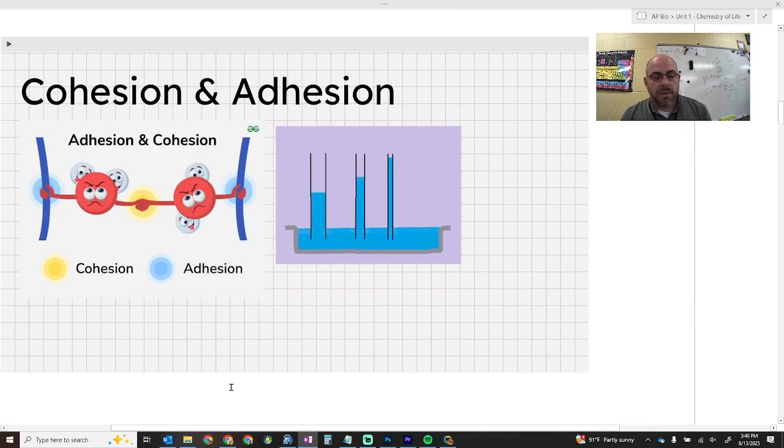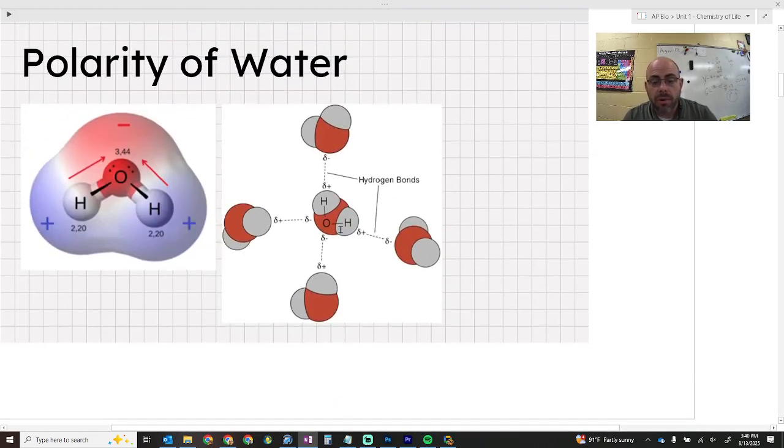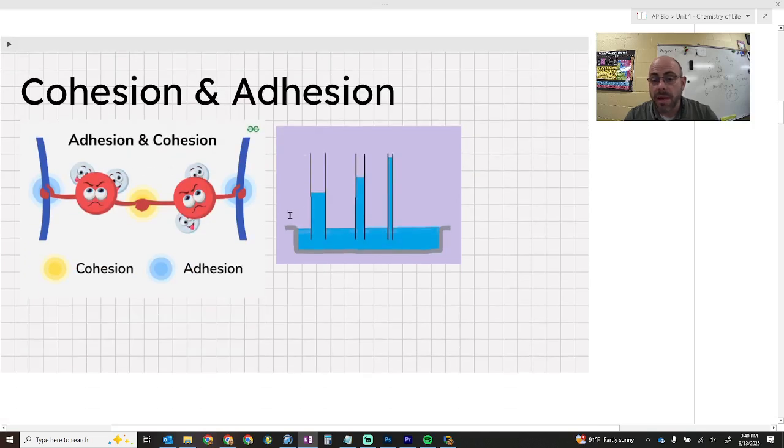First of those properties are called cohesion and adhesion. Cohesion is the concept of water wanting to stick to itself, which we saw here, right? Water likes to stick to itself. Why? It's because of those hydrogen bonds. Water is very attracted to itself, and that's cohesion. Well, water is also attracted to other polar things, right? And so water is not the only thing that's polar. There's other things that are polar, and water is attracted to those things, and that's called adhesion.